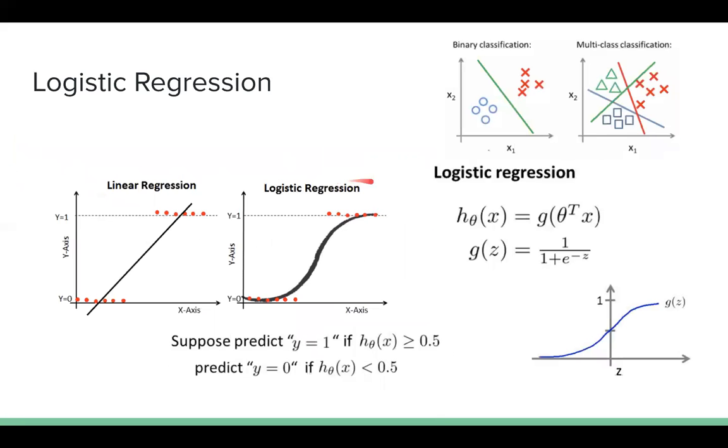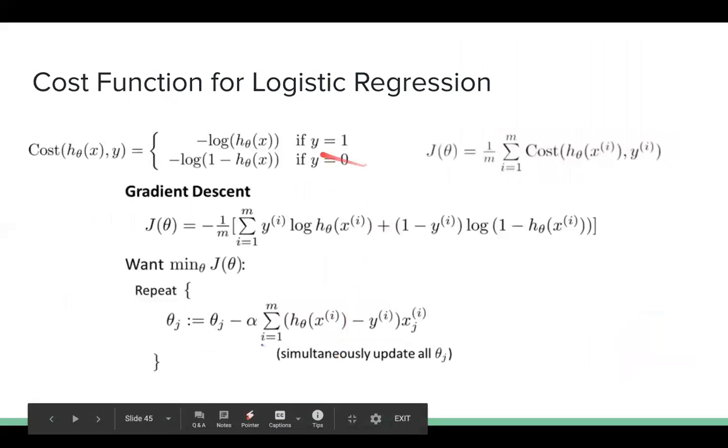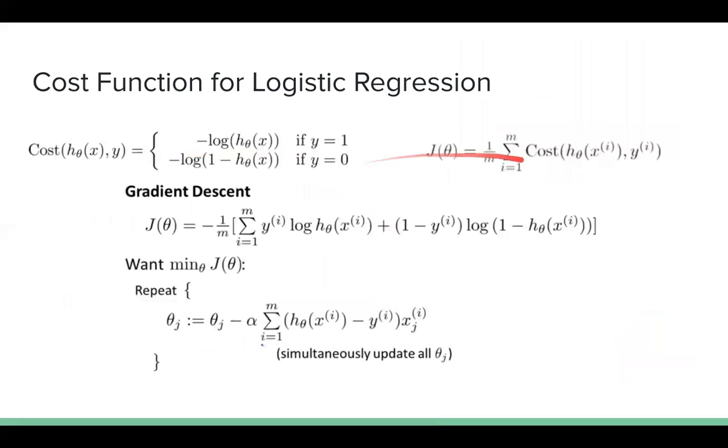Now how do we decide whether y equals 1 or y equals 0? That depends on how we calculate this. We calculate h theta of x and see: if it is greater than or equal to 0.5, we tag it as 1. If h theta of x is less than 0.5, we tag it as 0. Based on that, we calculate the cost function.